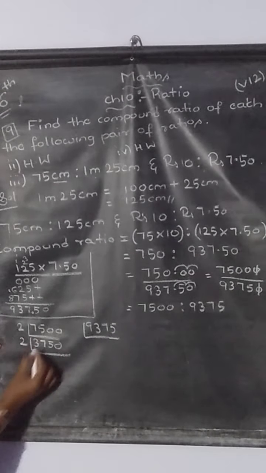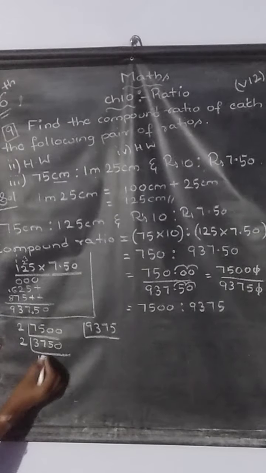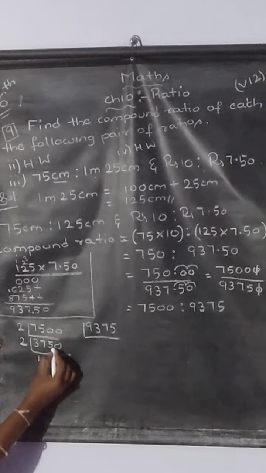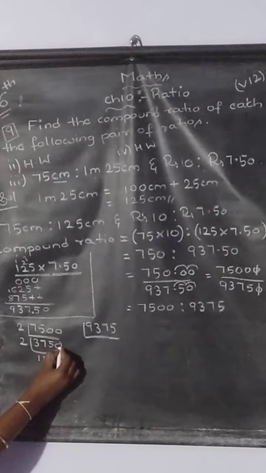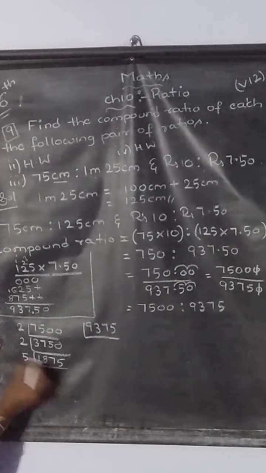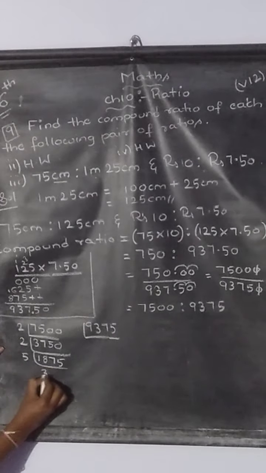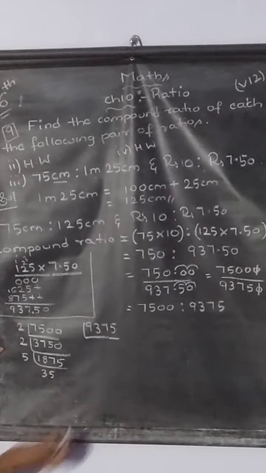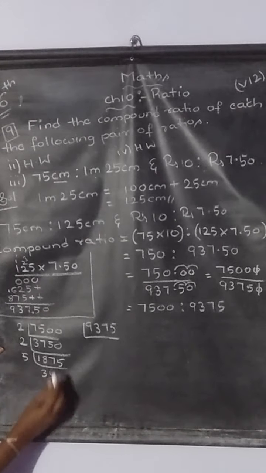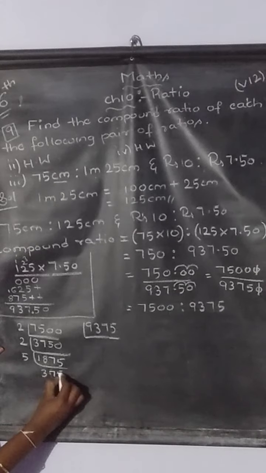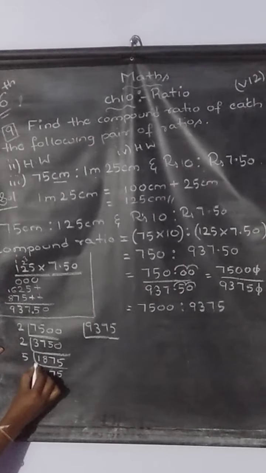2 1s are 2, 1 remainder 17, so 2 8s are 16, 1 remainder 15, 2 7s are 14, 1 remainder, it will join with 0 and become 10. So 2 5s are 10. See, 5 in the unit place means it will come in 5 1s are 5. 5 3s are 15, 16, 17, 18. So 37 means 5 7s are 35. Okay, 2 remainder 25, 5 5s are 25. Okay, this is 375 children.